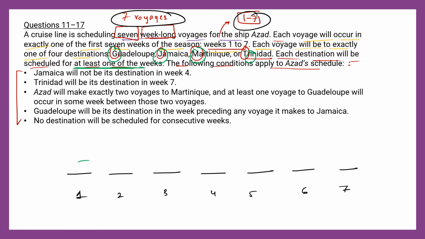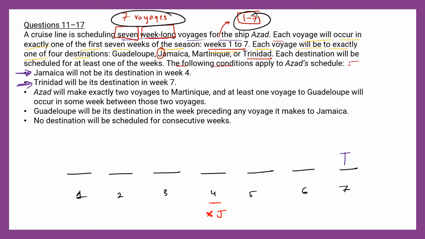So we have the diagram with us now. Let us go ahead and look at the rules and enter them into the diagram that we have with us as of now, okay? Let us start with the first rule. The first rule says that J will not be its destination in week 4. So it means that let's say we put it down on 4, that whatever is not going to happen, we put it down. So J is not going to be a destination on week 4. Let's look at the second rule. It says T will be the destination in week 7. Okay, so let me just put that in here. So you know that you'll be having T on week 7.